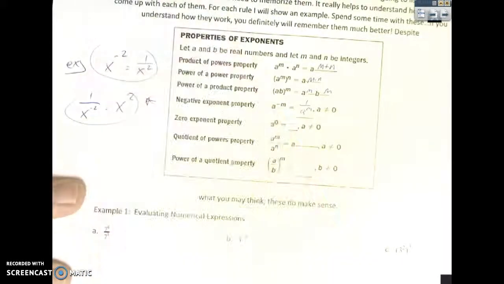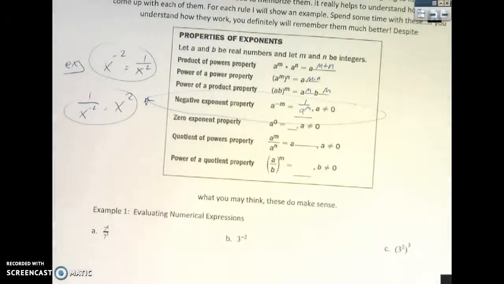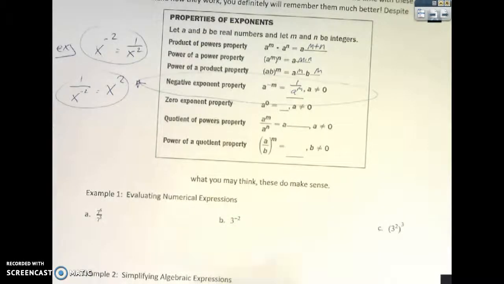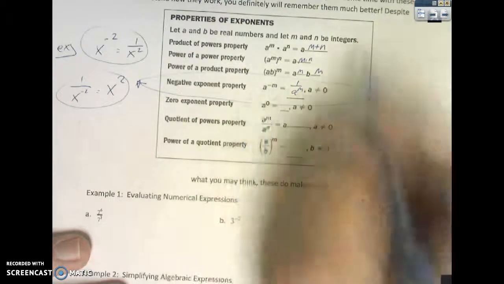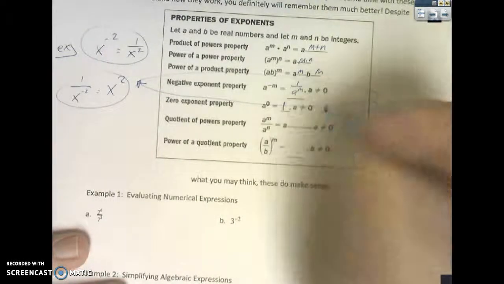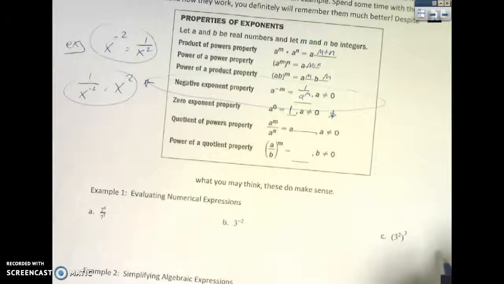Those are your 2 examples. The quicker you get better at that, the easier life's going to be. Okay? Alright, zero exponent property. Anything raised to the 0 power is 1. Don't forget that one either. It's kind of big. Just simple enough.